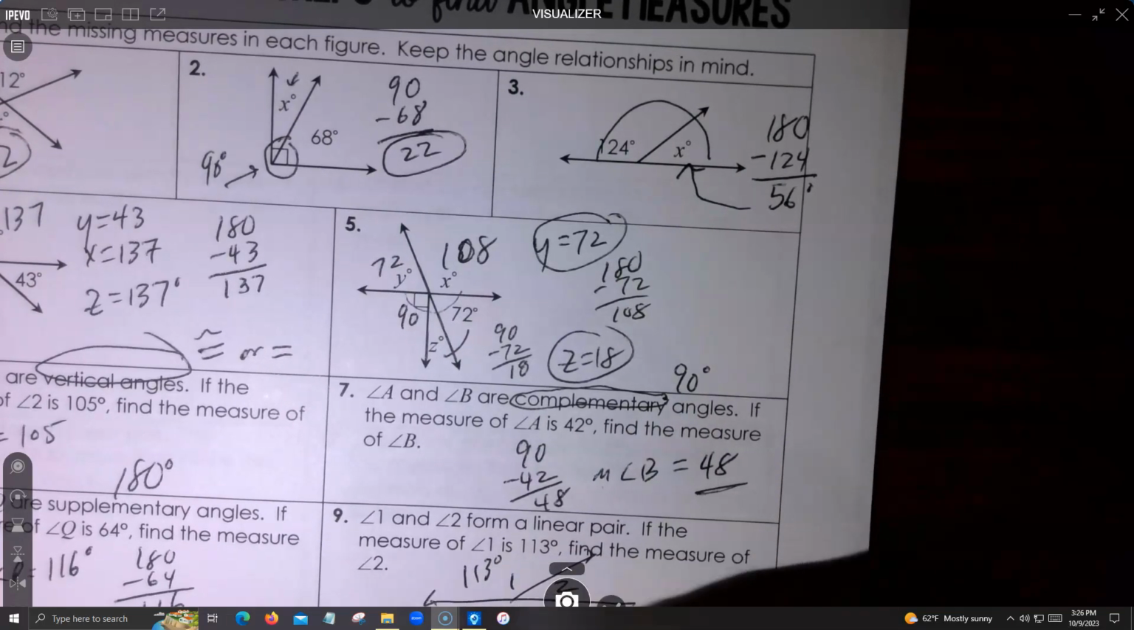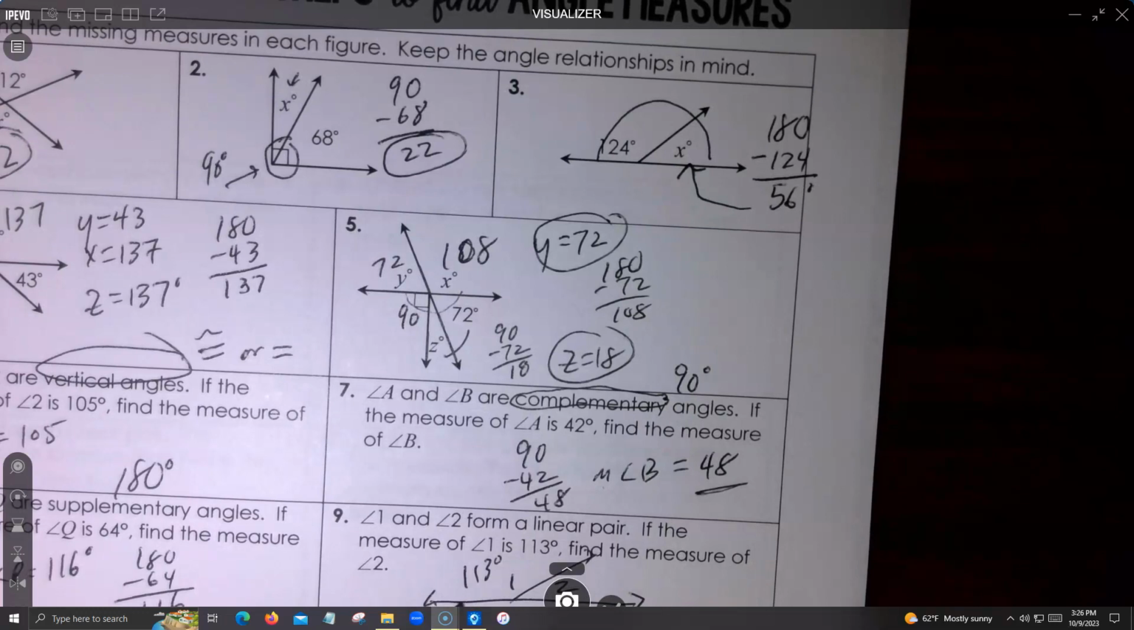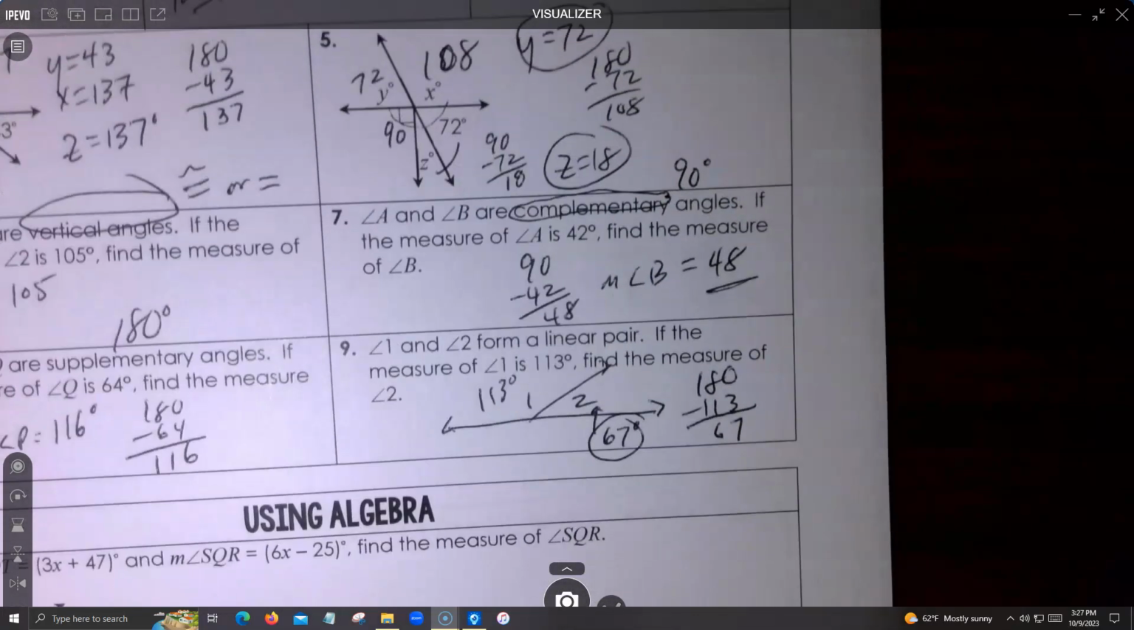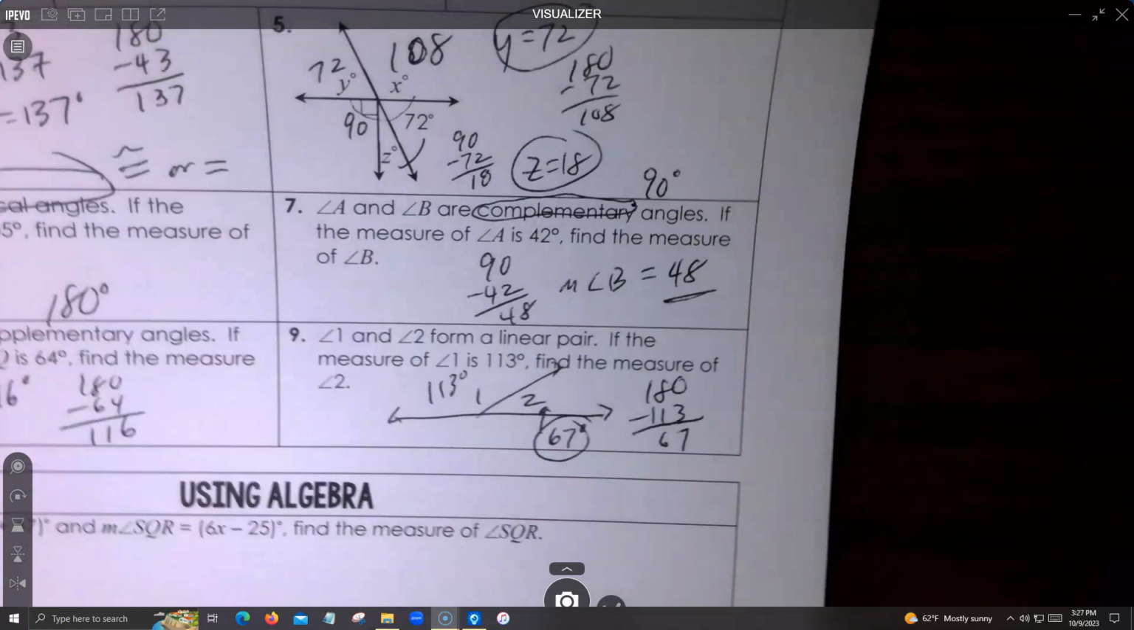So we know that a linear pair, their non-shared side, which is this, makes a straight line or a straight angle. So that's 180 degrees. So all I have to do is find out the rest of it, which is 67. So angle 2 is 67 degrees. Now, that's when we have all these numbers.